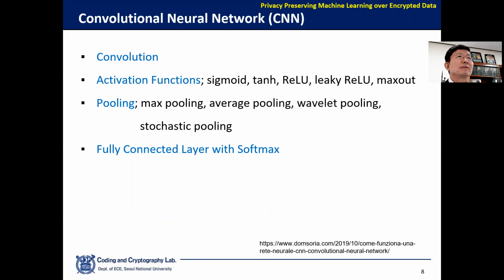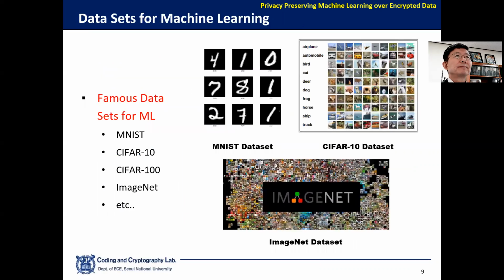CNN is composed of convolution and activation functions such as sigmoid, tanh, ReLU, leaky ReLU, maxout, then pooling, such as max pooling, average pooling, wavelet pooling, and stochastic pooling. And then the last one is a fully connected layer with softmax. There are many famous data sets for machine learning. The first one is MNIST, then CIFAR-10, CIFAR-100, and then ImageNet.